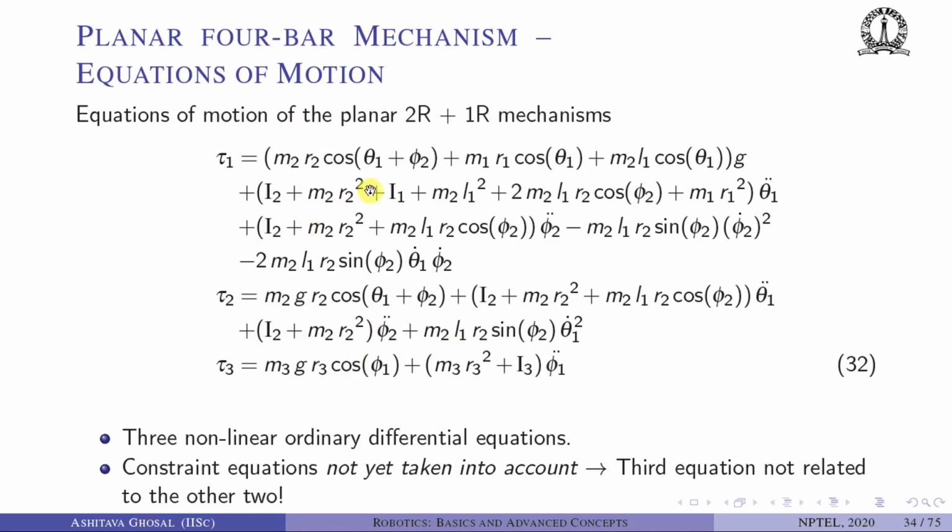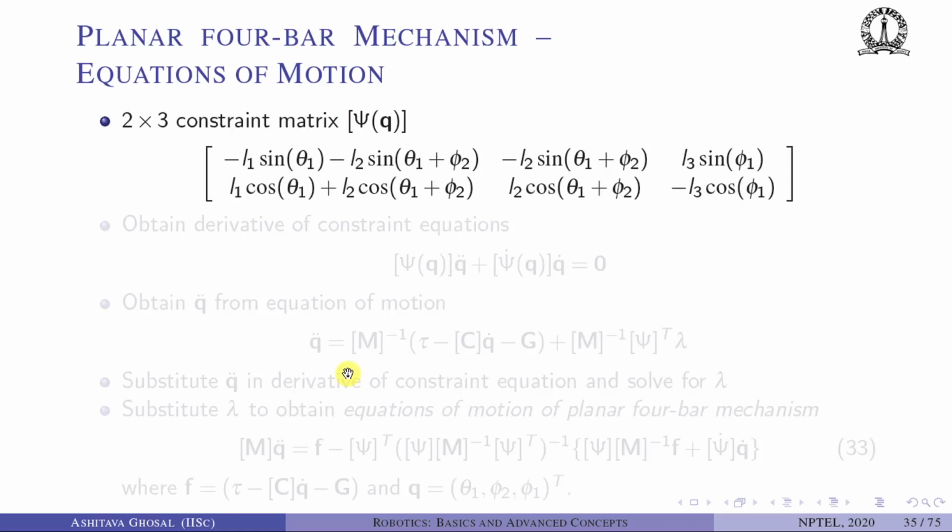It looks like the third equation is completely independent, but we know that in a four-bar mechanism, all those angles are related to theta 1. They are coupled. So we can obtain the constraint matrix, which is, remember, K and K star coupled and concatenated. I had derived for the four-bar mechanism what K and K star are. If you go back and see, K is this, K star is this. So we put them side by side and we get a 2 by 3 constraint matrix psi of q.